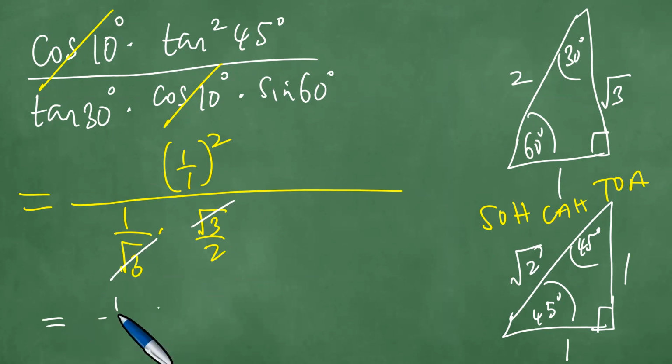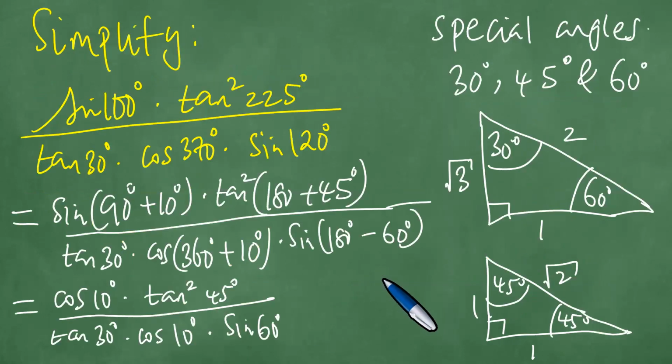Which means 1 divided by 1 half, which is 2. And that is the answer to this problem. What was the problem? This was the question in yellow. We had to simplify that expression, and we wrote a couple of steps that help us simplify that expression.